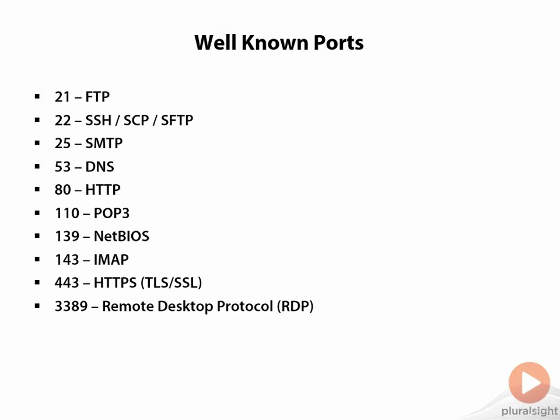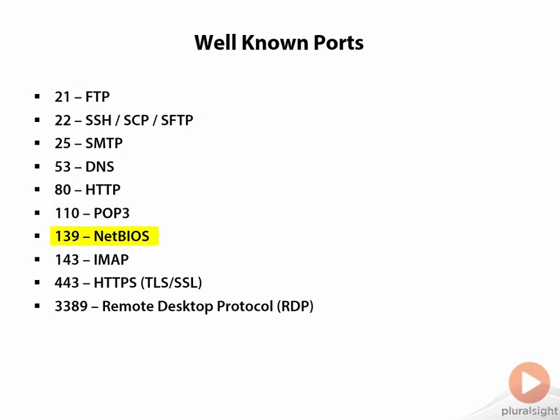Okay, so as we wrap up, let's go ahead and just make sure that we understand the well-known ports. Again, these are ones that are by default. We've covered all of these except for the very last one, which I'll touch on briefly. But we know the well-known ports: 21 for FTP, 22 for SSH, Secure Copy, and SFTP. 25 is for Simple Mail Transport Protocol. Port 53 for DNS, port 80 for HTTP, port 110 for POP3 or for mail, basically when we pull mail down from a mail server.